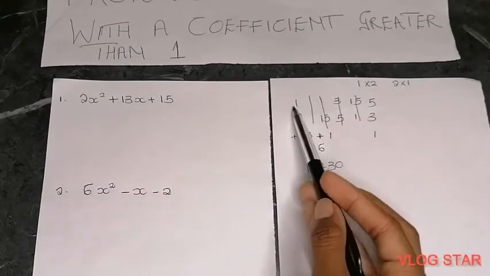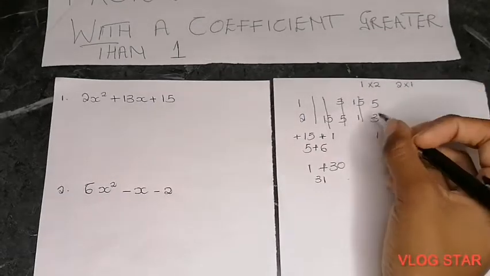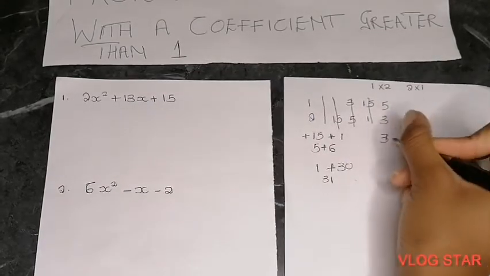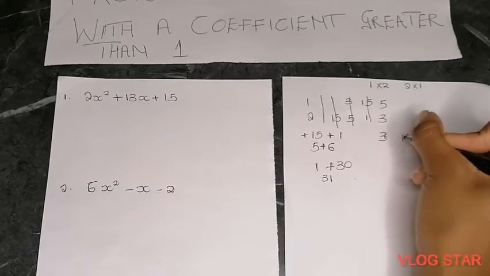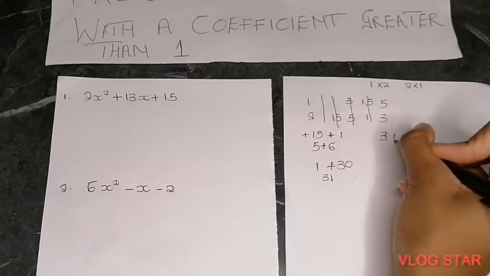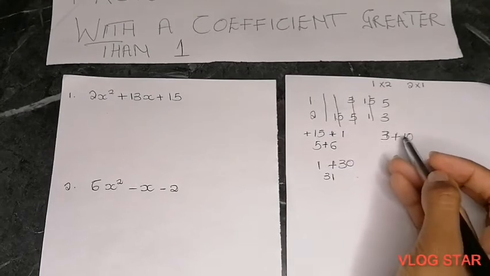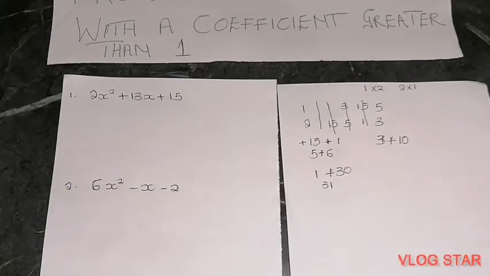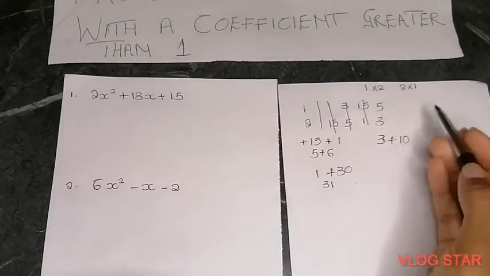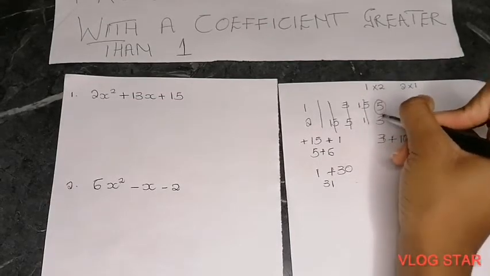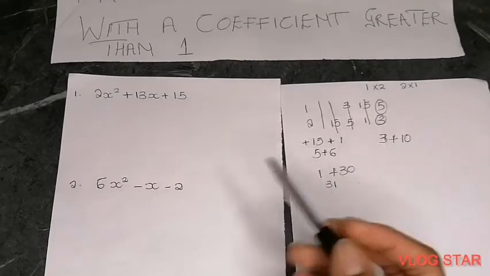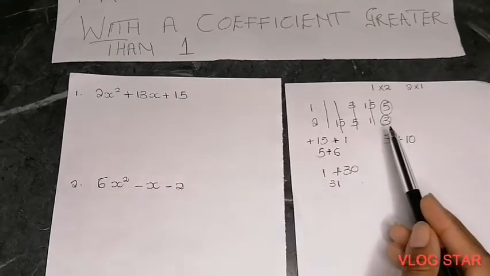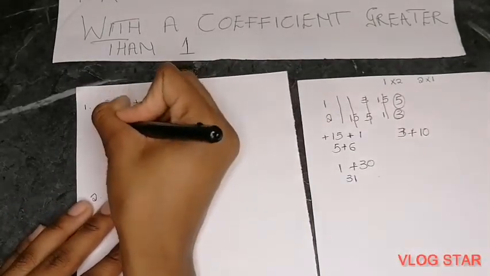So let's move on. 1 times 3, it's 3. Then 2 times 5, it's 10. Our numbers are going to take a positive sign. 3 plus 10 is 13, meaning that we know that this last product works for us. So we're going to open our two brackets here.